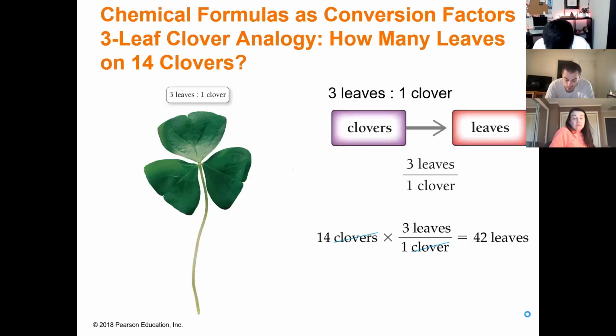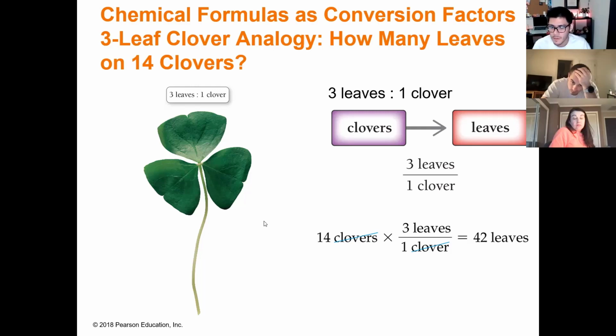So let's say, or 3-leaf clovers. Say we're going to calculate the number of leaves in 14 clovers. If these are 3-leaf clovers, you probably can just do the simple math and say, oh, well, obviously, there's 3 leaves. I'm going to take 3 and multiply it by however many clovers I have. Well, you may not realize that you're actually doing dimensional analysis there. What you're doing is you are comparing a whole to an individual part, right?